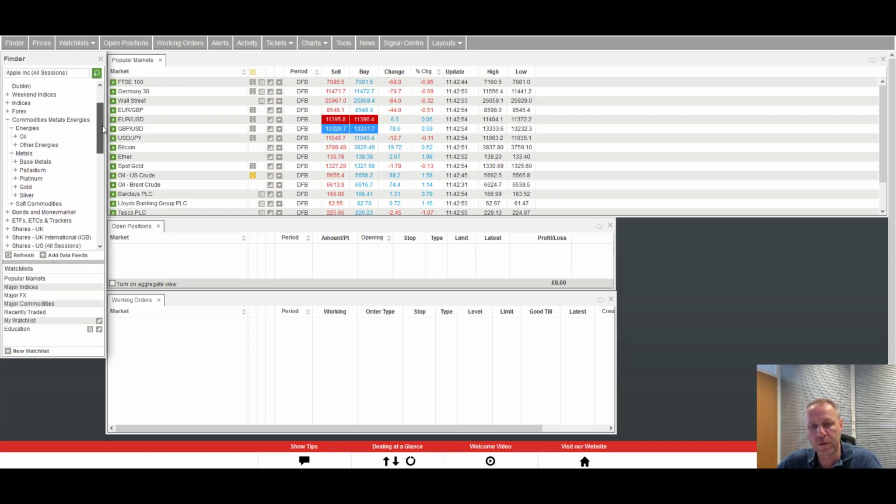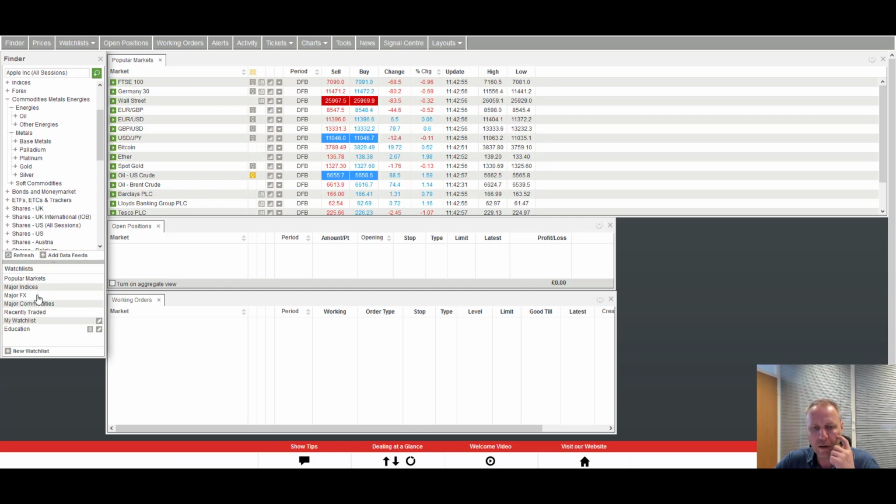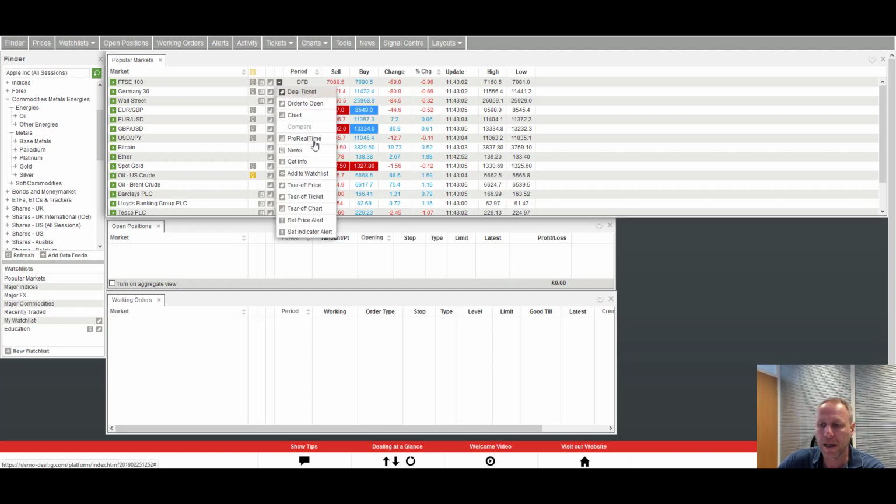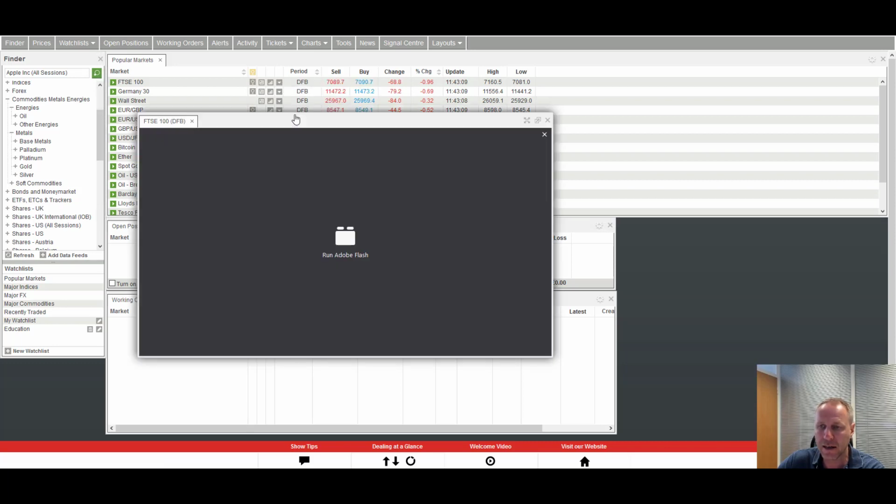Now you can create, of course, let's move the mic here, you can create your own watch list down at the bottom here as well. And with any good broker, you'll be able to set up alerts and have charts as well.